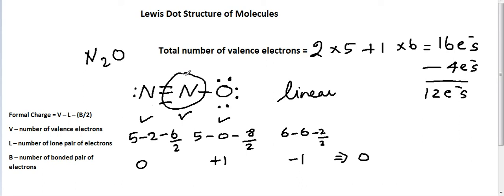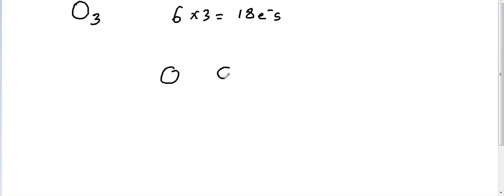We'll see one more example that is of a similar kind. It's ozone. So step 1 is to calculate the total number of valence electrons. In this case it is 6 into 3, that is 18 electrons. All 3 elements have the same electronegativity, so we choose one of the oxygens to be the central atom and arrange the rest around it.